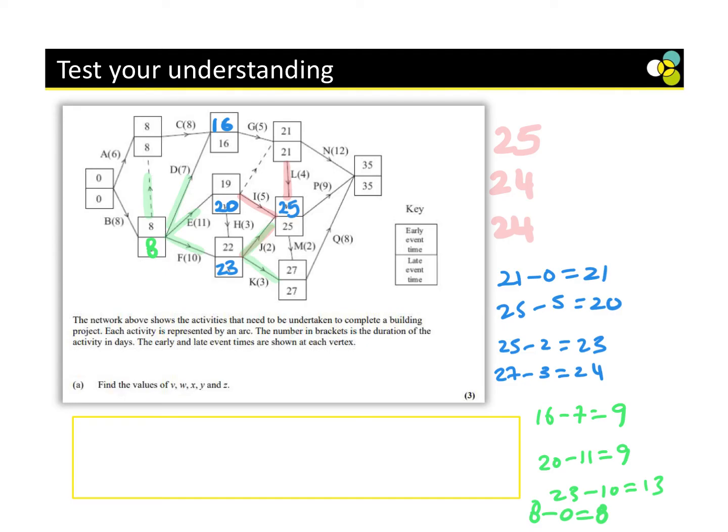Okay, so what we're now going to look at is what critical activities are. Critical activities are when the early time is exactly the same as the late time. For example, in this question, we have 0, 0, 8, 8, 8, 8, 16, 16, 21, 21, 35, 35, 25, 25, 27, 27. These are our critical activities. And normally our critical activities will form a critical path. Now we're going to look at why this critical path is really important. We're just going to calculate what it is, and then when we start drawing these Gantt charts, this is all going to fit together, okay?